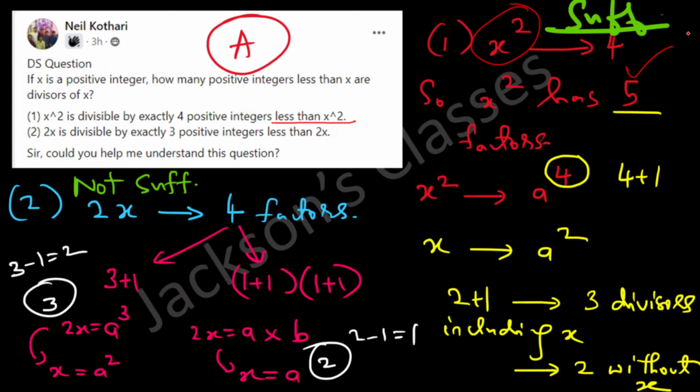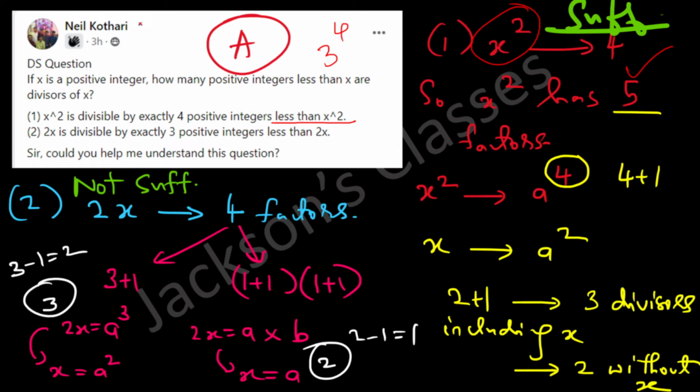that is 5 factors. Alright, now you should know that when you prime factorize a number, let's say I write some number as 3 to the power 4, this number over here will have 4 plus 1, that is 5 factors, right? So if you want to have 5 factors for a number, that number has to be of the form a to the power 4, where a is a prime number. So that's the only possibility, right?